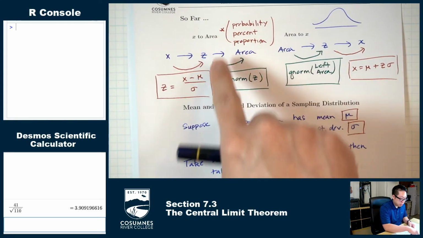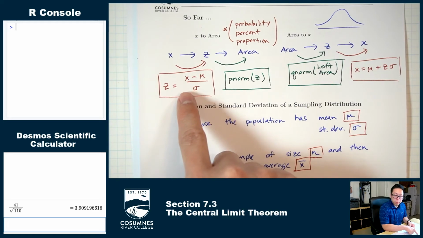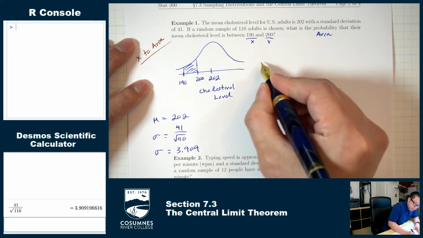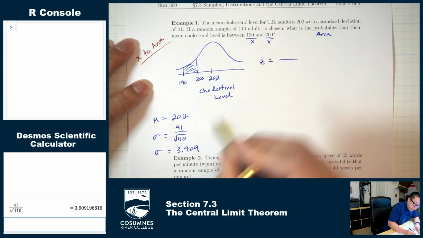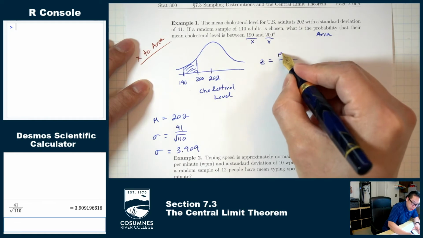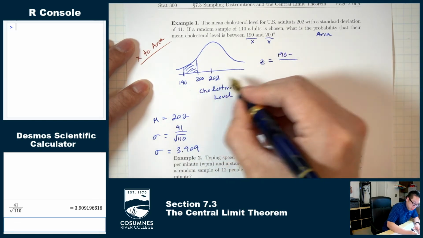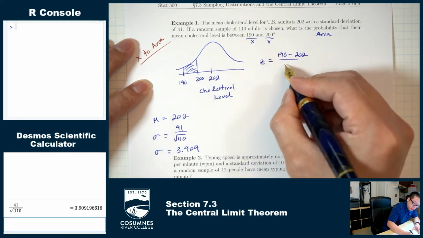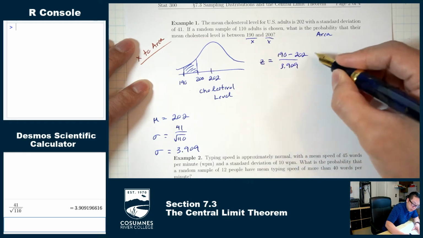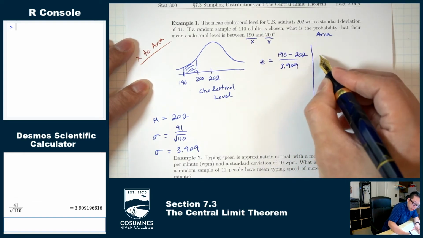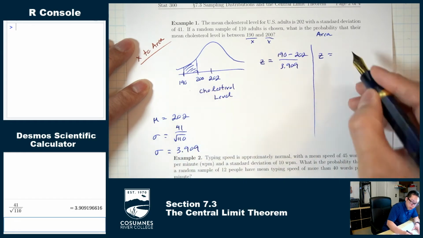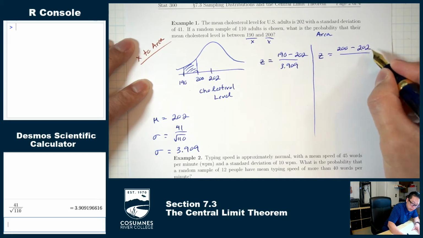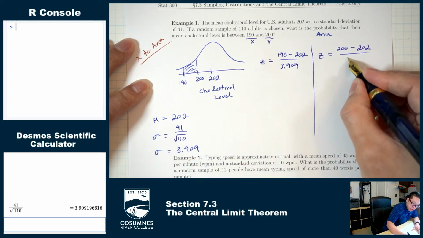Now, we said it was x to area. So for x to area, the first thing we need to do is the z-score. And I have two x's here, so I need to do two z-scores. The first one for the 190 is going to be 190 minus the mean, which is 202, divided by the standard deviation, which we said was this 3.909. I'll do that a little bit later. For my second x, which is the 200, minus the mean, which is 202, divided by the standard deviation, 3.909.